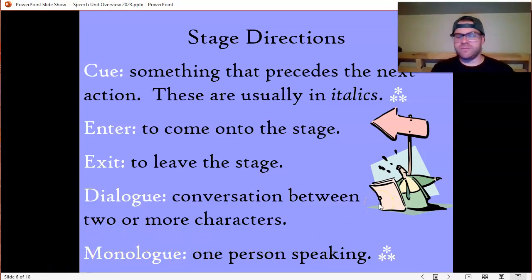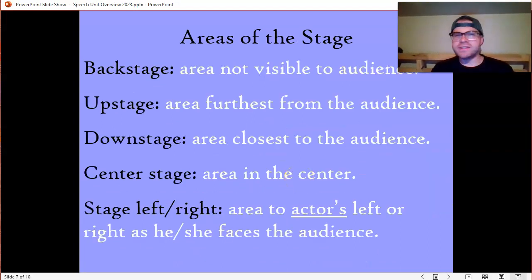By the way, if I'm ever going too fast here, feel free to pause this video to read. Again, you have access to these in Schoology as well. Areas of the stage. Now, I will not quiz you over these this year. They're a little bit tricky, but it's very possible that some of the scripts you'll be looking at may have some of these directions. You should be aware of how they work.